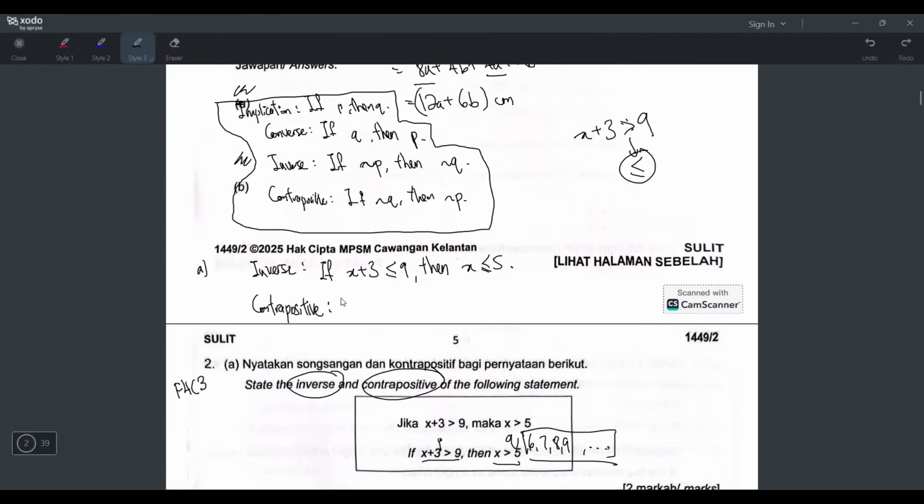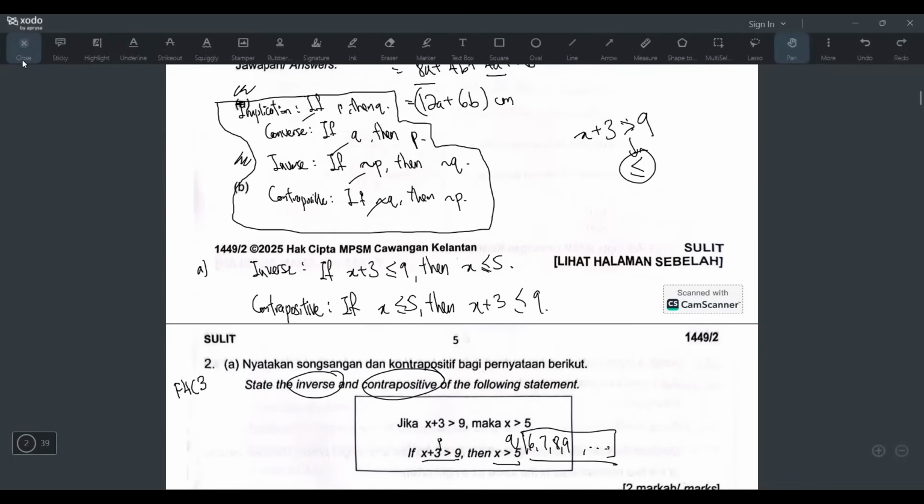Alright, let's do the contrapositive pula. If not Q, then not P. So if not Q, so your Q is X bigger than 5, but you have to do negation because that's the formula for contrapositive. So they can jadi X smaller equals 5, then X plus 3 smaller equals 9. Right? Yeah, it's very straightforward if you know the format, if you know all these formulas. Yeah, it's very easy actually.